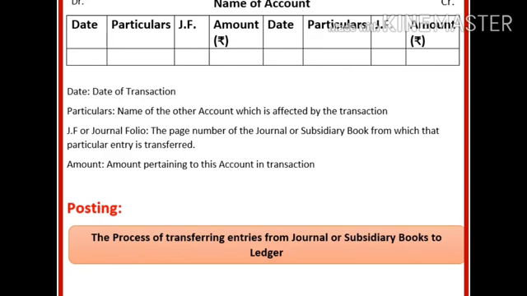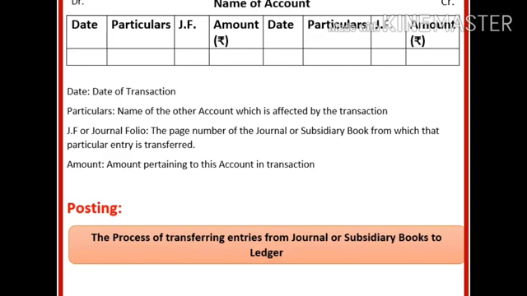Now let us take an example. Like you have sold goods for cash, rupees 20,000. Then you will enter in the journal cash account debit to sales account 20,000. Now how many heads are there? 2 heads. One is your cash account and second one is your sales account. So you will open 2 heads in the ledger. One is cash and one will be your sales.